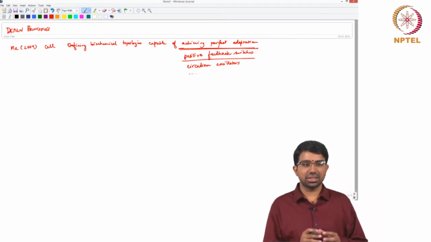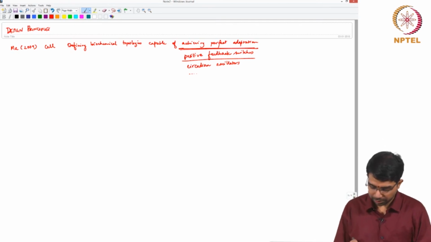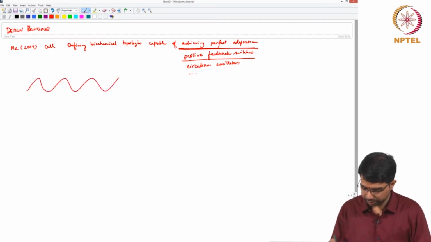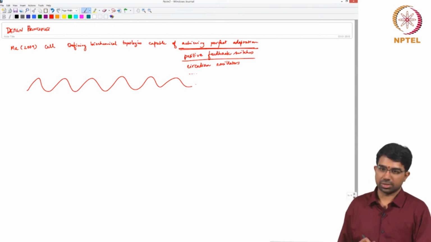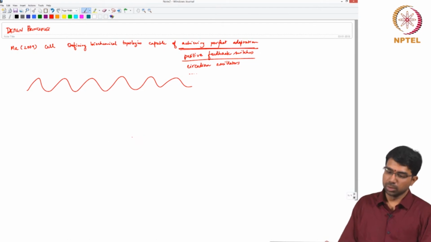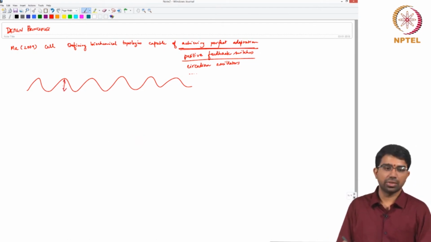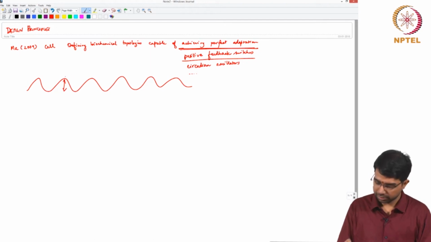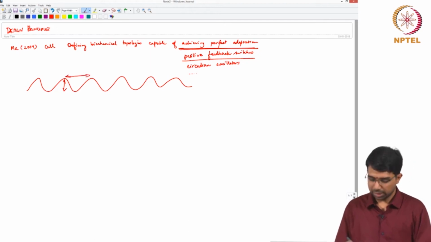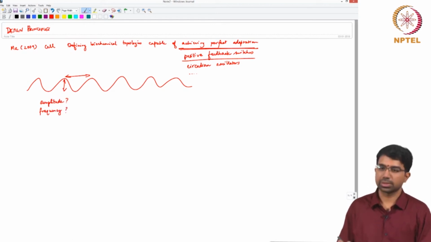This would be a classic synthetic biology problem wherein you have a design requirement. Let us say you want oscillations. How would you characterize an oscillation? You would characterize it by its amplitude and frequency. So, what is the amplitude, what is the frequency?